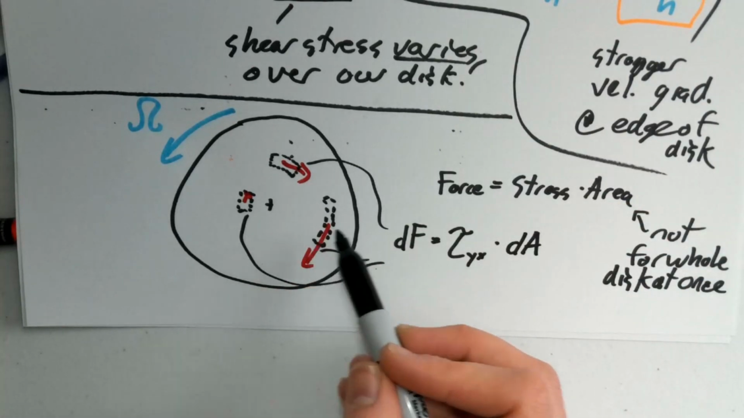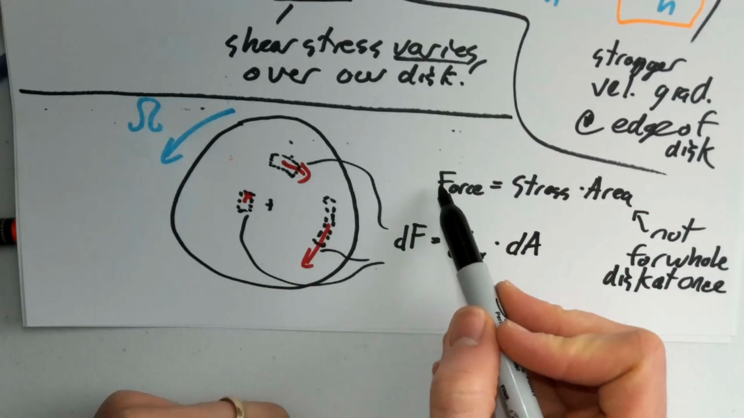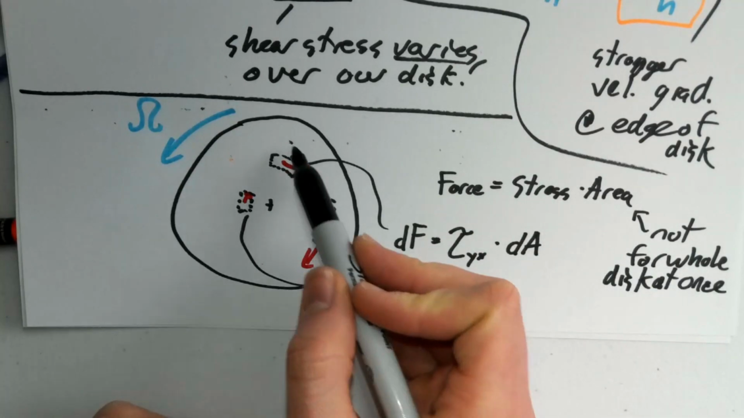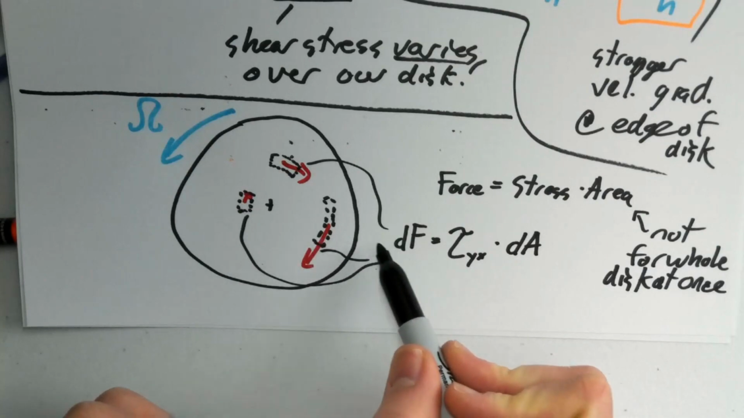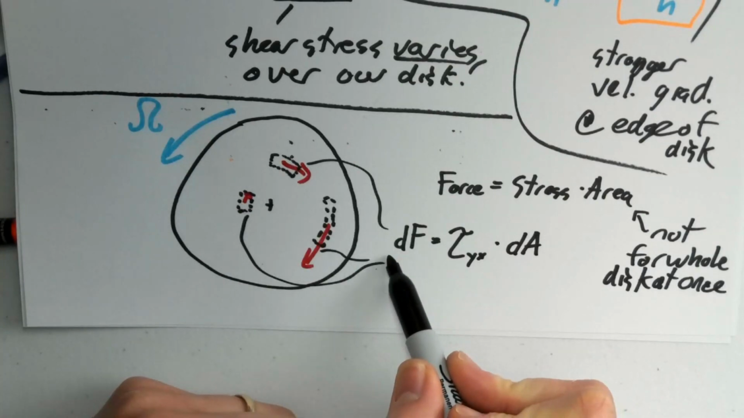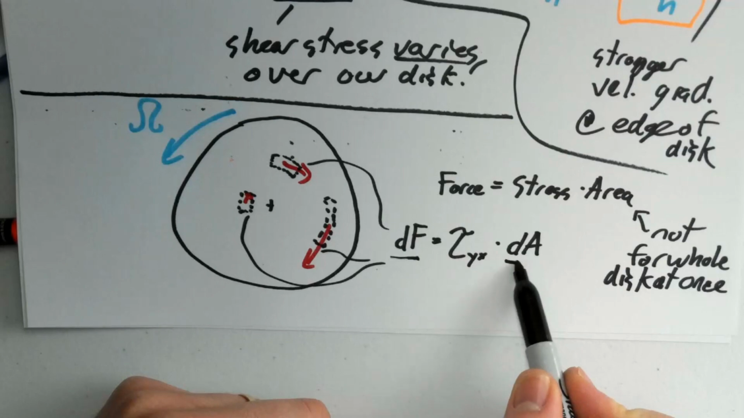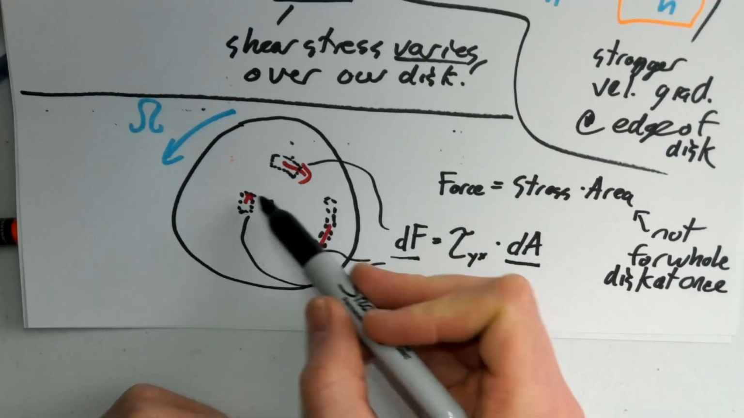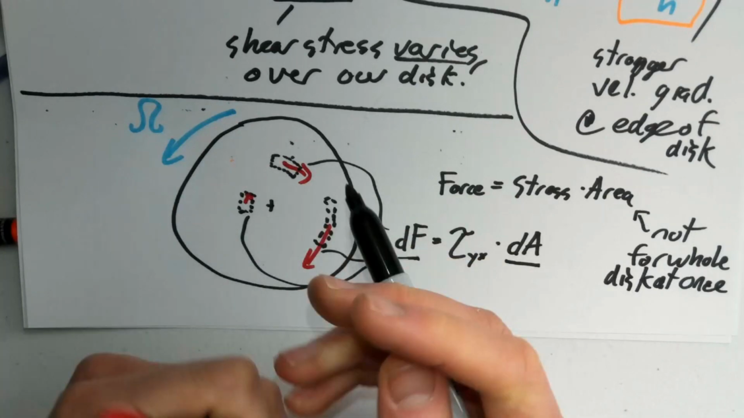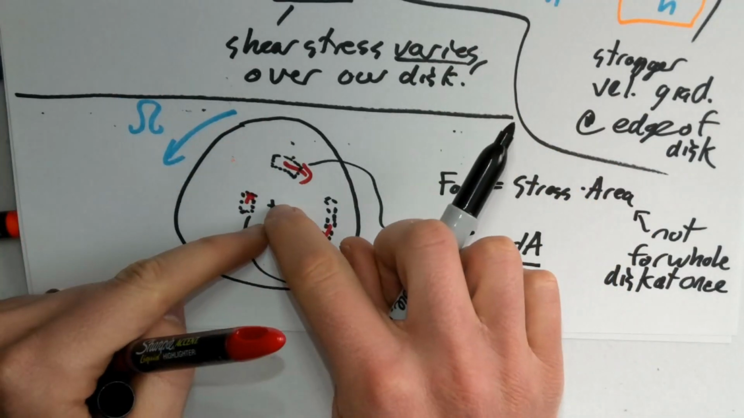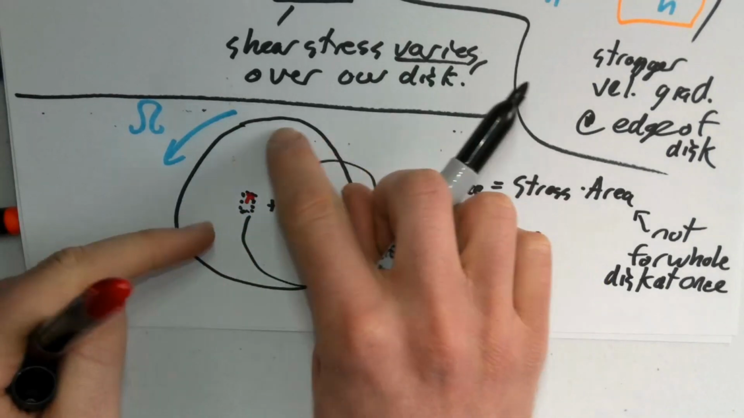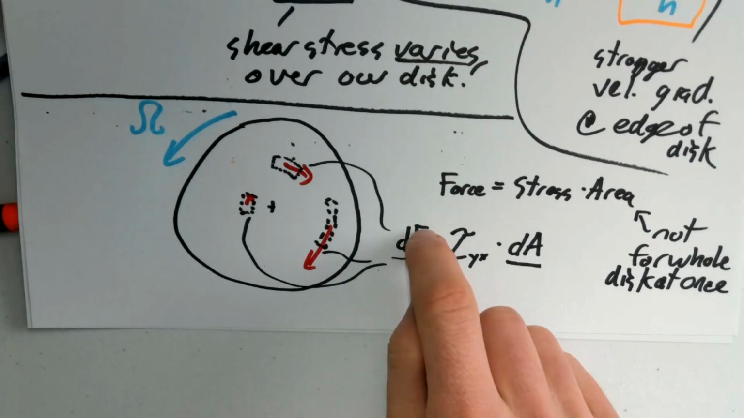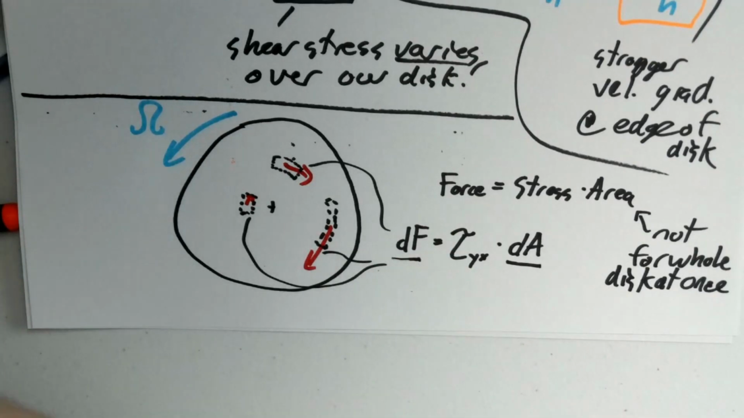So instead of dealing with some total force times some constant stress times the total area, we're going to break up this disk into a bunch of little chunks. Each little chunk has some small force dF on it and is acting only on its small area dA. And then we're going to use calculus to add up all of those little forces, because integration is essentially just summing up all of those infinitesimally small bits. So this is going to be our approach here. We're going to work out this infinitesimally small force.